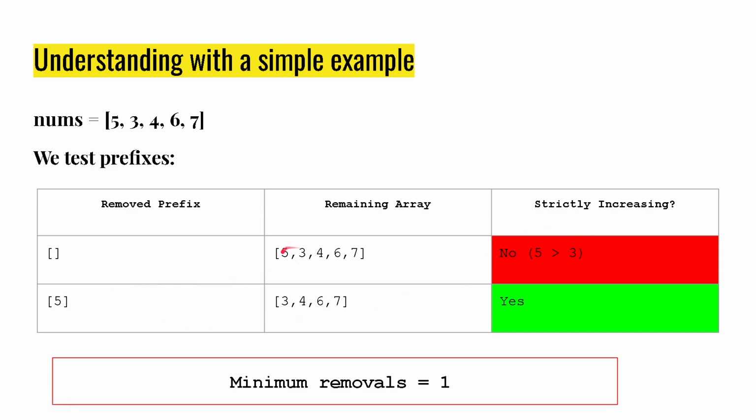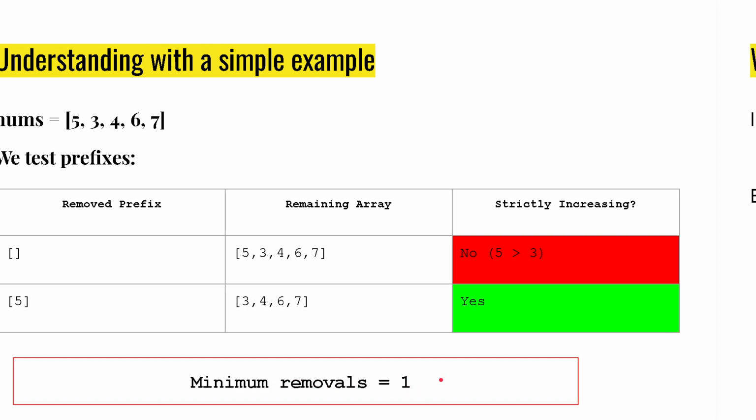Let's suppose we remove 5, so the removed prefix is the element 5, and the remaining becomes 3 4 6 7. Now we check the condition: is the current element greater than the next element? No. If you keep checking all, yes, it is strictly increasing, and there is no element such that the current element is greater than the next element. So only 5 was removed. It means the minimum number of removals required is 1. So this is what we have to do, guys. I hope you're understanding.